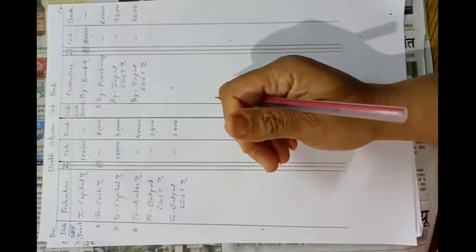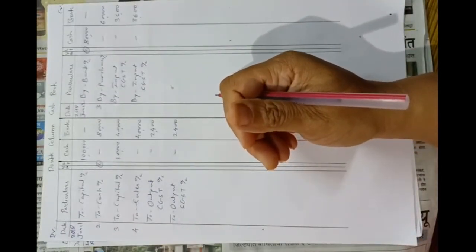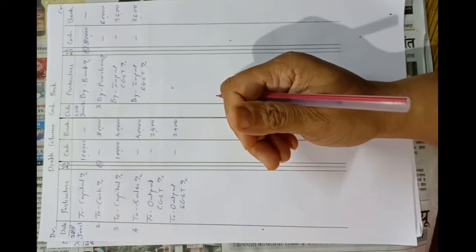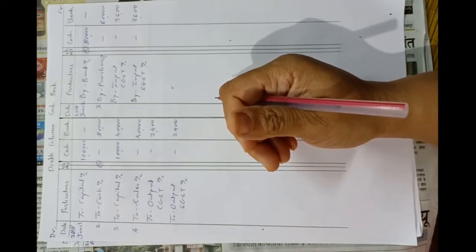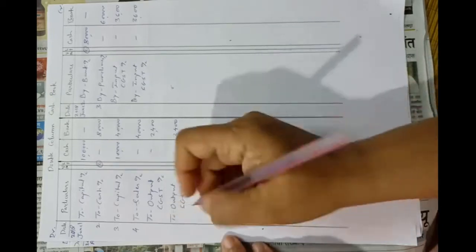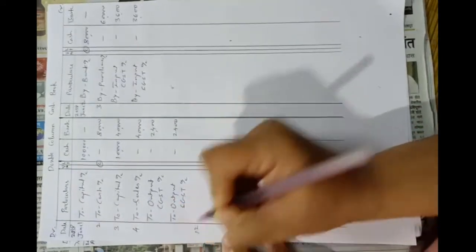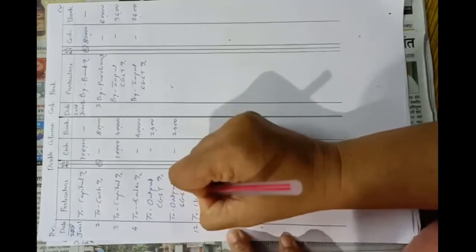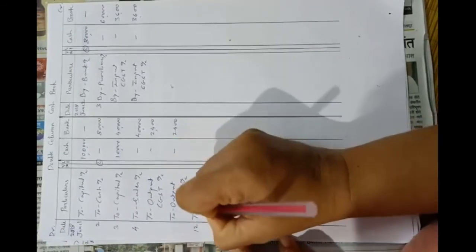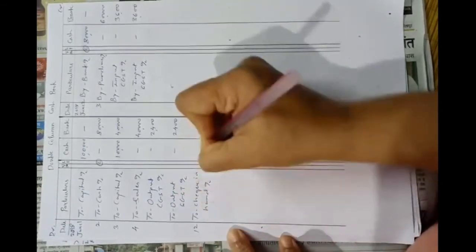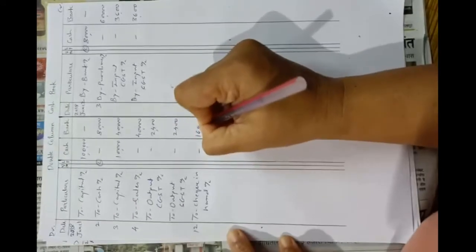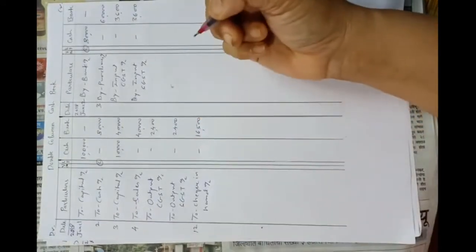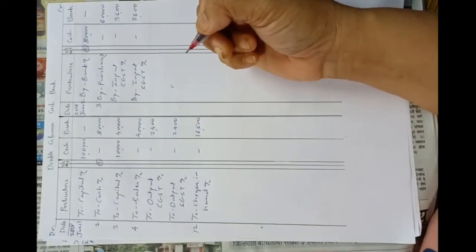Now the next, 12th June, check received on 10th June deposited into bank. So now the check received will be deposited into bank. So on 12th June, on the receipt side of the cash book, to check in hand account, amount rupees 16,500 in bank column, as the check has been deposited into bank.